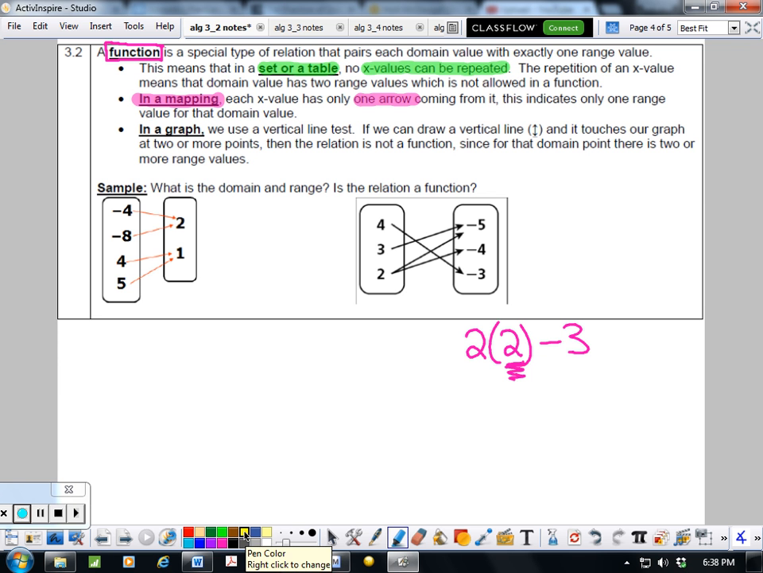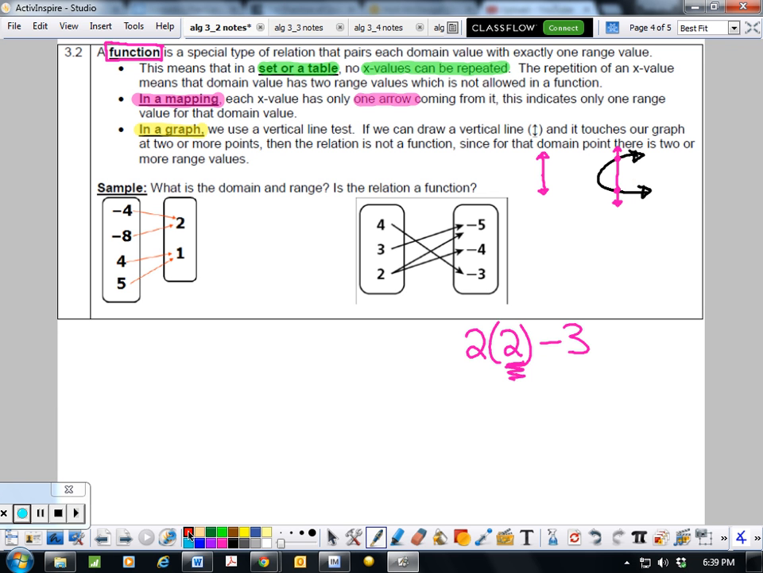And then our last one is in a graph. In a graph, we use what we call a vertical line test. What we're going to do is draw a vertical line, which is straight up and down. And if it touches our graph at 2 points, then it's not a function. So for example, if I have a graph that looks like this, when I draw a vertical line, it touches that black graph at 2 points. So it can't be a function. And that's the idea of a vertical line test.